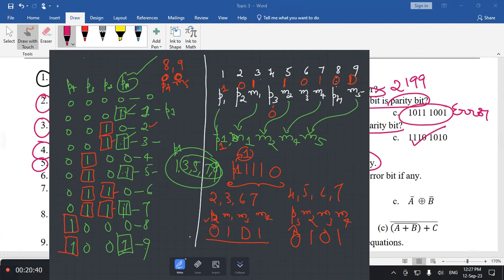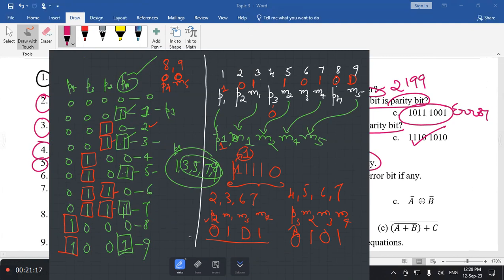What is the number of parity bits required? 4, right? The work will be the same, but what is the total message length? 12. So you will have positions like 10, 11, 12. Have you understood how to extend this for a larger message length? You will have 1, 2, 3, 4, 5, 6, 7, 8, 9, 10, 11, 12.